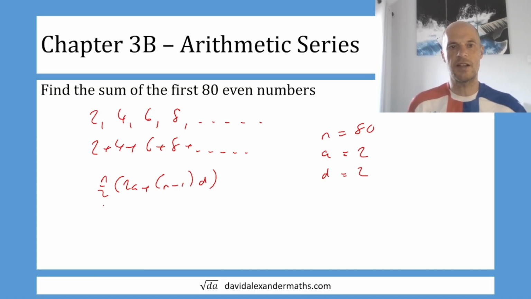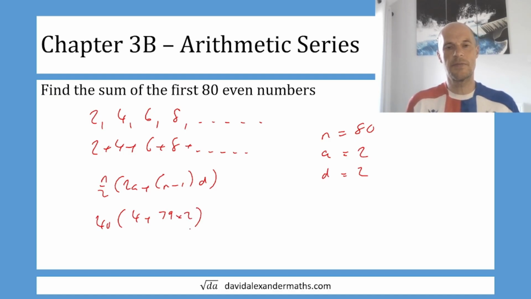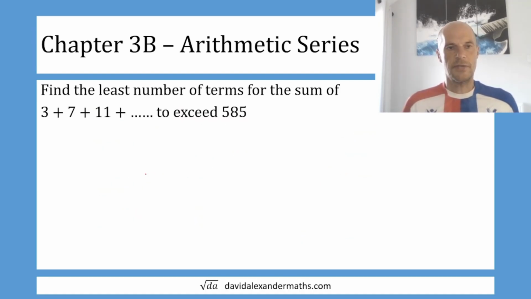So fairly straightforward. 80 over 2, which is 40. 2 times a is 4, plus 79 multiplied by 2. 79 times 2 is 158, plus 4, and then multiply that by 40. So the sum of the first 80 even numbers, that is 6,480.